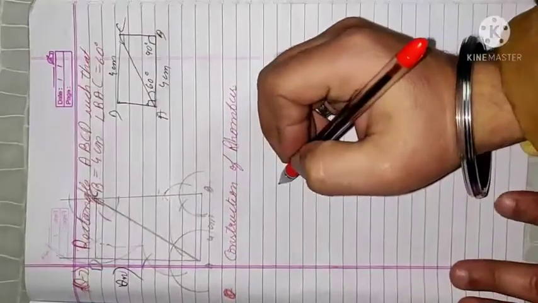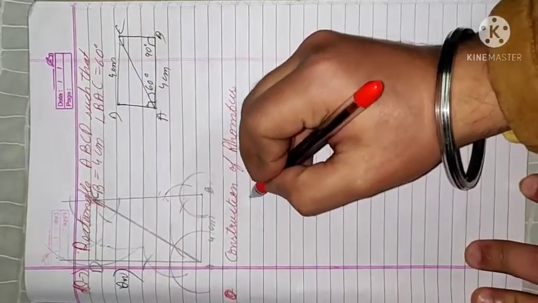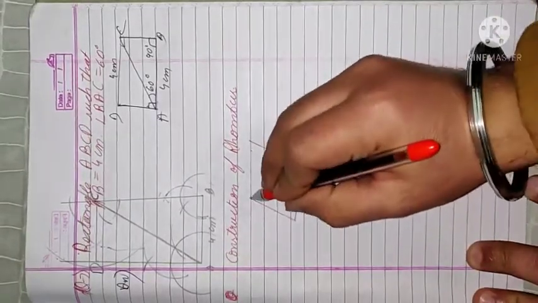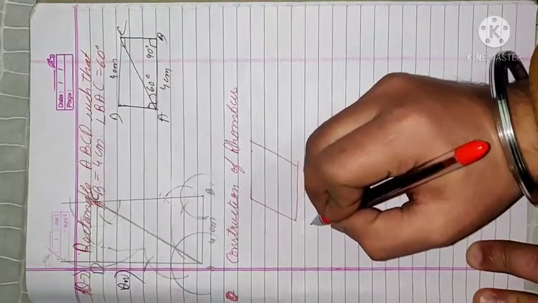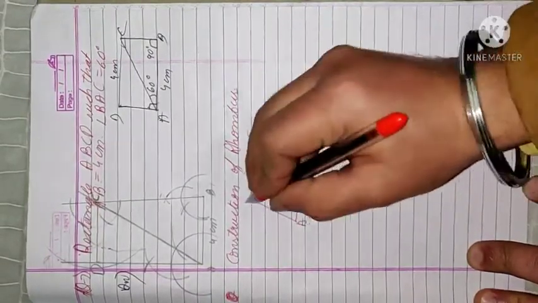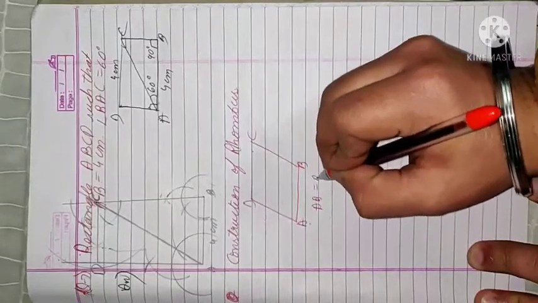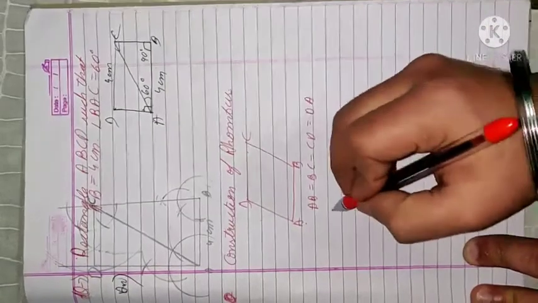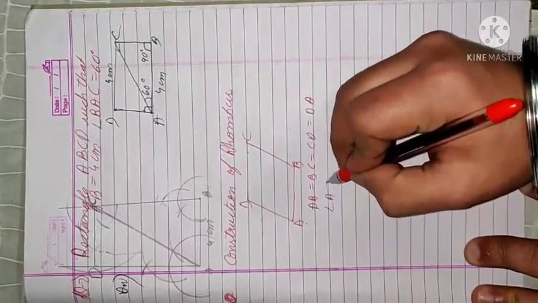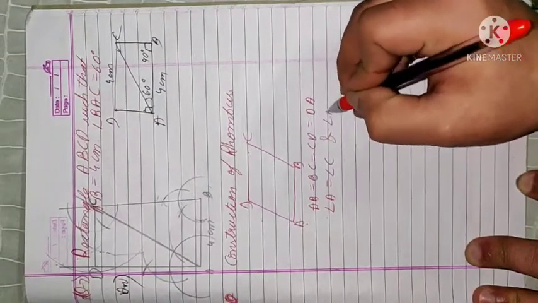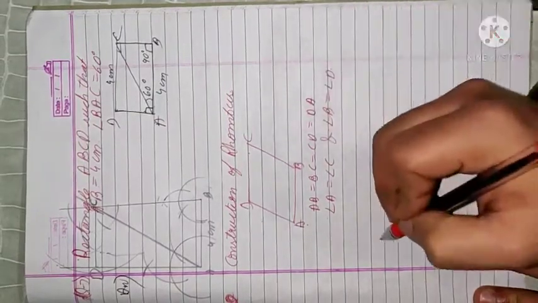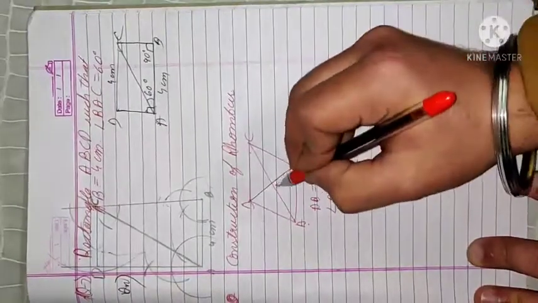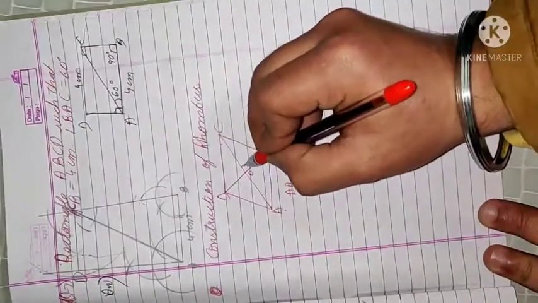Our next topic here is construction of rhombus. In a rhombus, all sides are equal. It means if this is ABCD, then AB equals BC equals CD equals DA. All its sides are equal. Its opposite angles are also equal, that is angle A equals angle C and angle B equals angle D. Its diagonals bisect each other at O, and these are perpendicular bisectors.